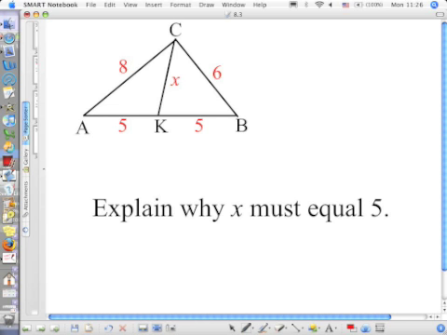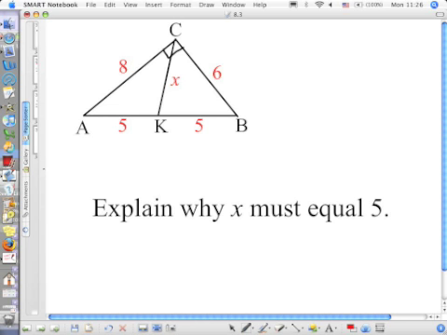I want you to analyze this and tell me if you can explain why x has to be 5. Okay, Jacob. You do your Pythagorean theorem. 64 plus 36 equals 100, and so you know it's a right triangle. C is a right angle. Very good. And you know that when you draw the median of a right triangle, the median is equal to the 2 sides of it. Good job.